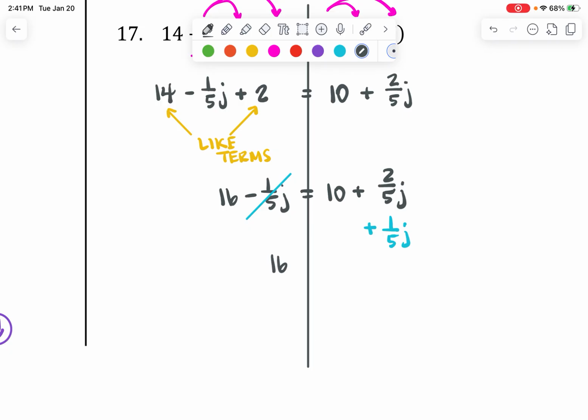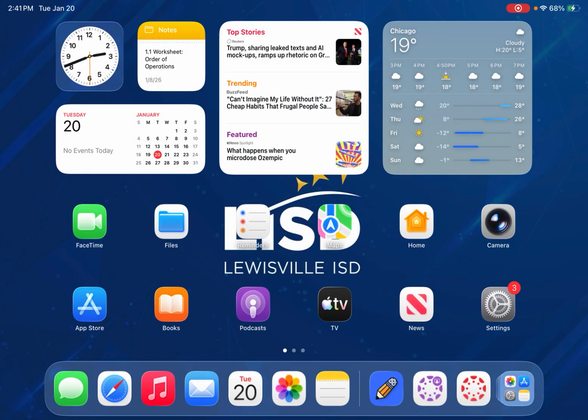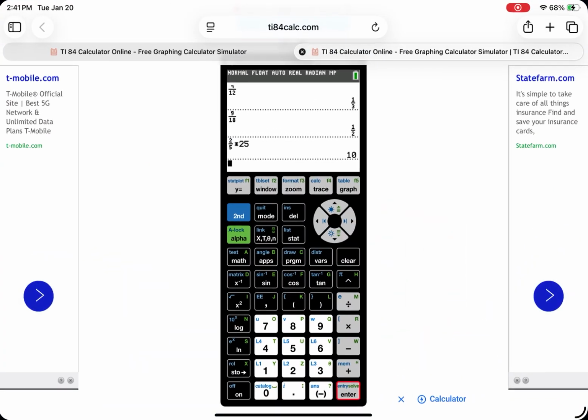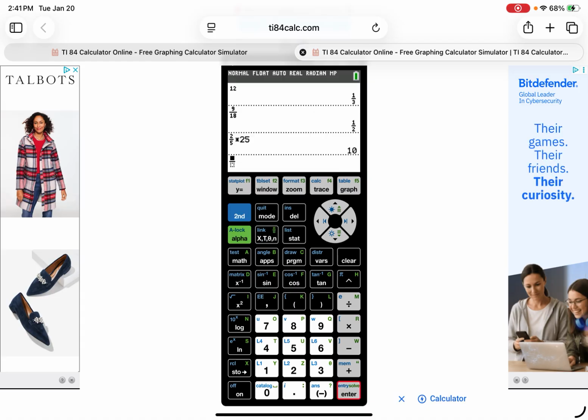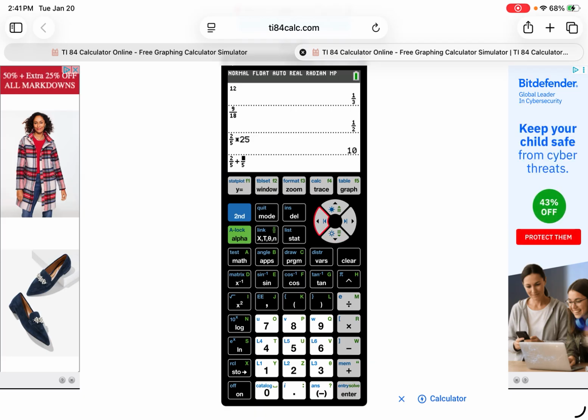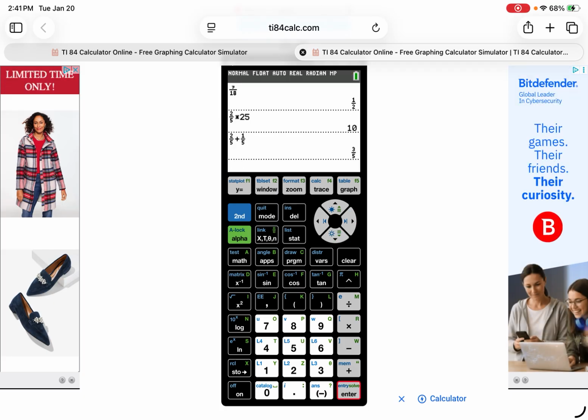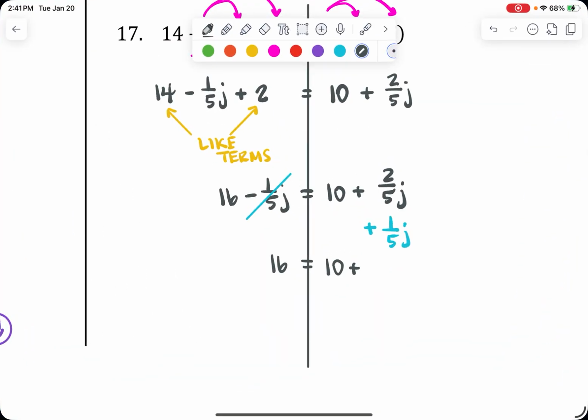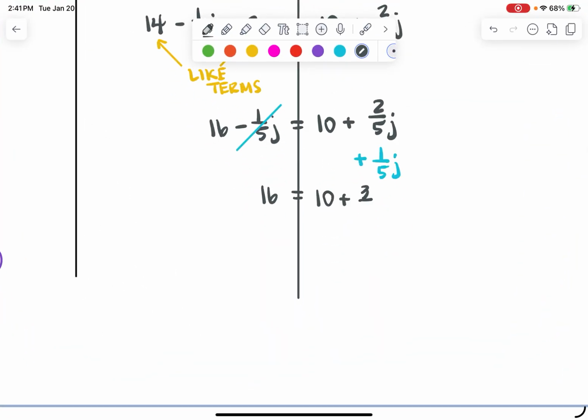So now what I have left on the left is 16, and then 10 plus, and then I'm doing 2/5 plus 1/5. Again, if you don't know what that is, go to your calculator. I can just type in alpha y equals enter, 2/5 plus alpha y equals enter, 1/5. Oh, that's not a 1. Sorry about that, 1/5. Right, and hit enter, and what do you know? 3/5, right? So I'm going to go back here, and I'm going to write 3/5 J.